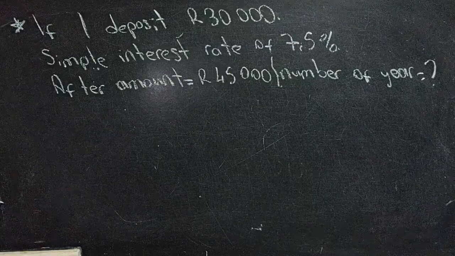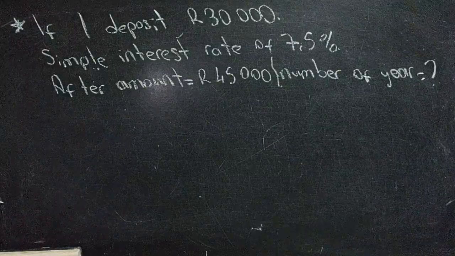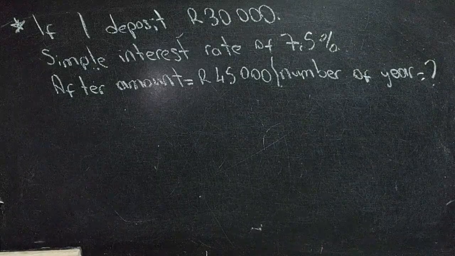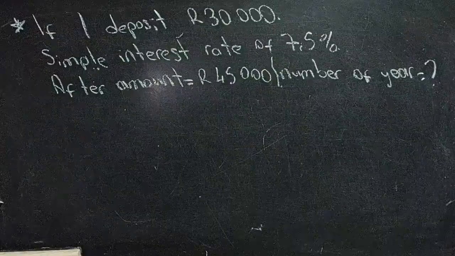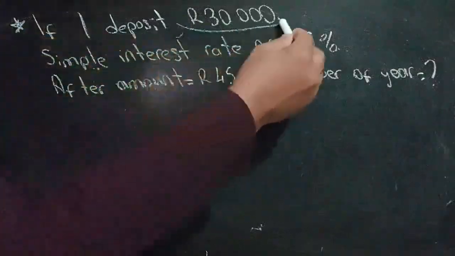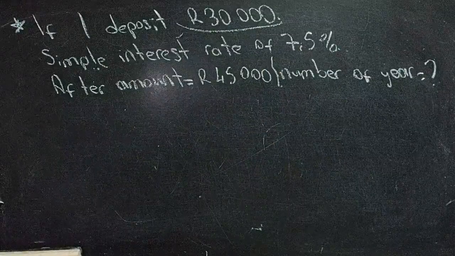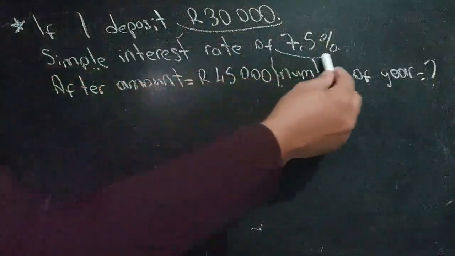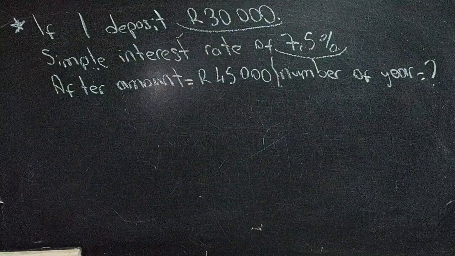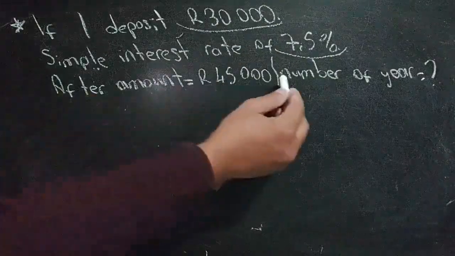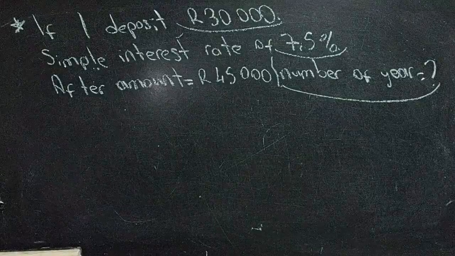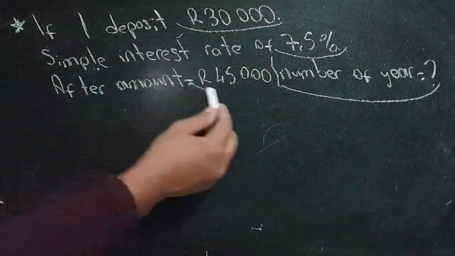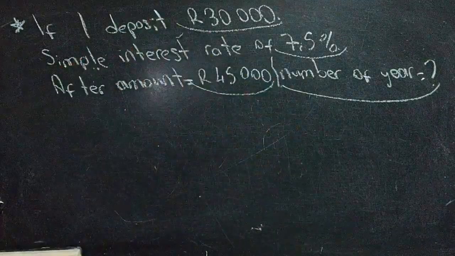All right, now my second question is that I didn't write all question. I will read for you. So if I deposit 30,000 rand into a special bank account which pays a simple interest rate of 7.5%, for how many years must I invest this amount to generate 45,000? Okay, what was my formula?